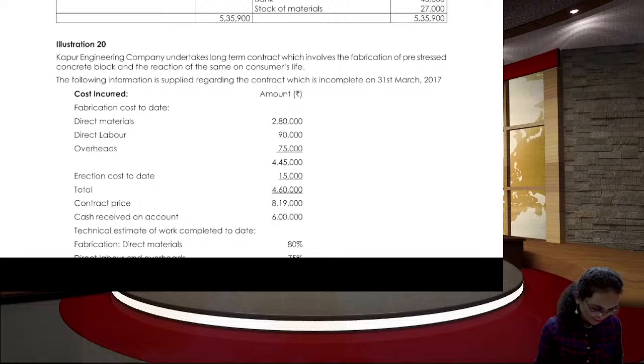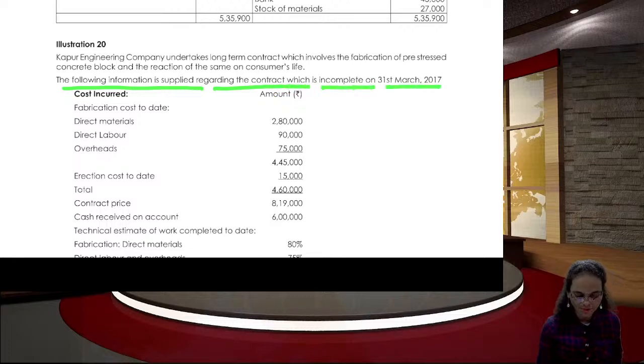Next problem. Kapoor Engineering Company undertakes a long-term contract which involves the fabrication of pre-stressed concrete blocks and the erection of the same at the consumer's site. The following information is supplied regarding the contract, which is incomplete on 31st March 2017.